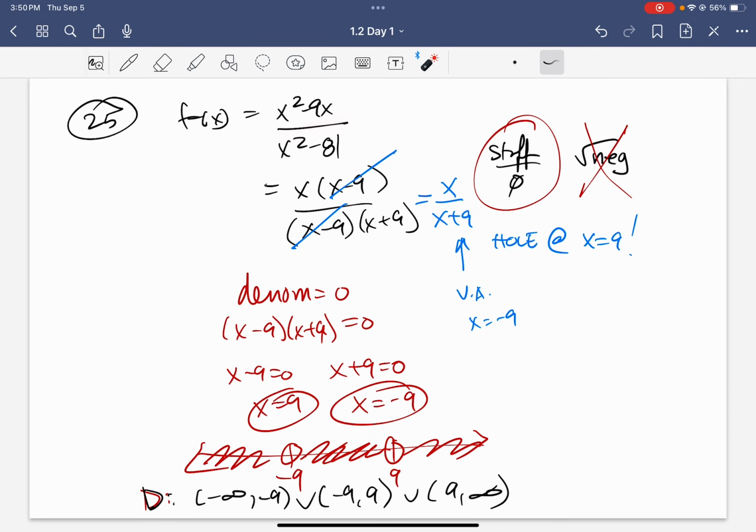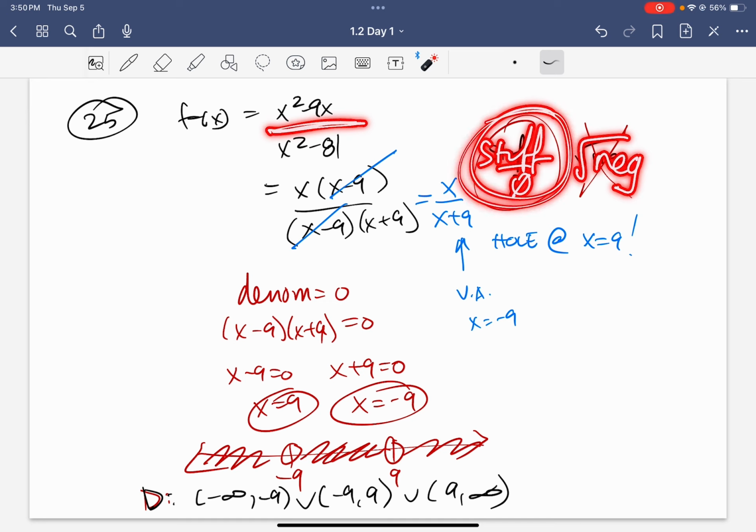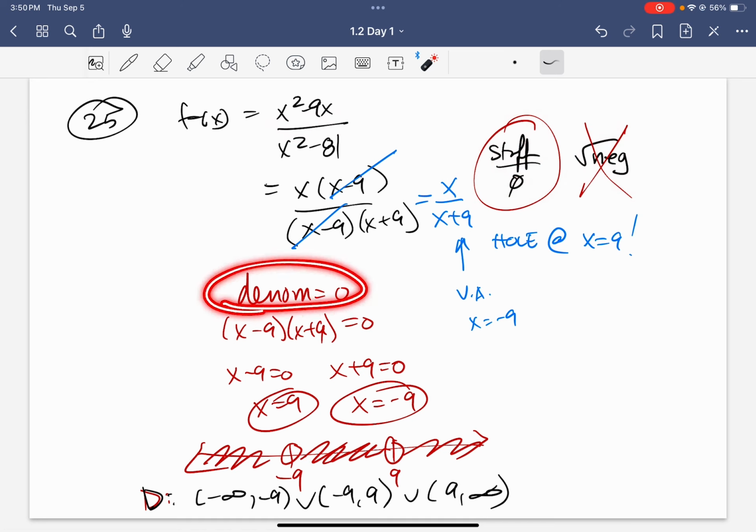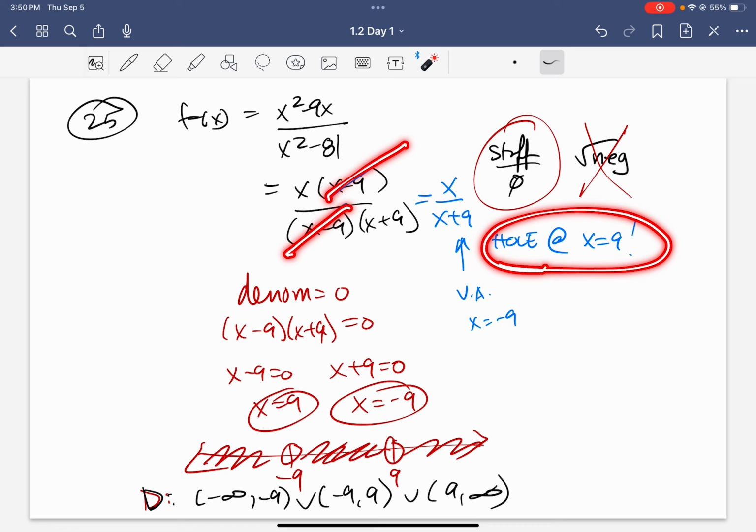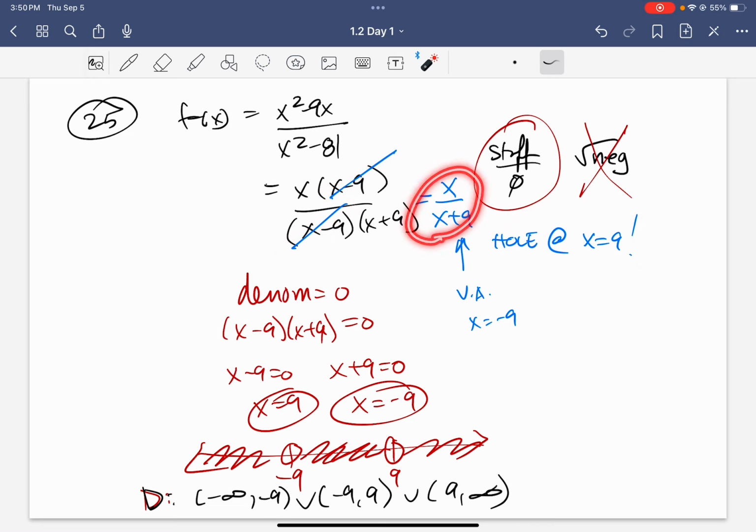25. You ask me to find the domain, and I say stuff over 0 or square root of a negative. In this case, because I have a fraction, it's going to be stuff over 0. So I'm going to end up setting my denominator equal to 0. Actually, what I'm going to do is factor the entire top and bottom just to see what's going on. And that tells me when these cancel out, I actually have a hole at x equals 9. We'll talk more about rational functions like this in an upcoming section.